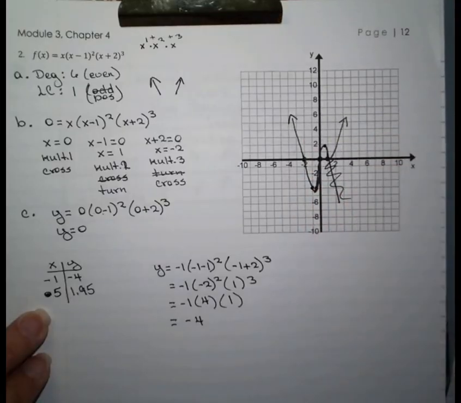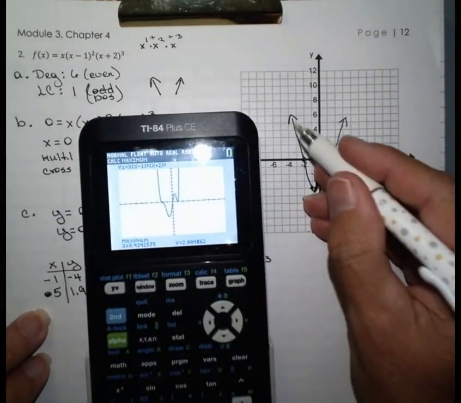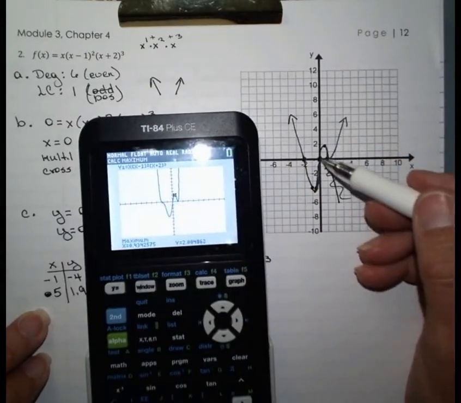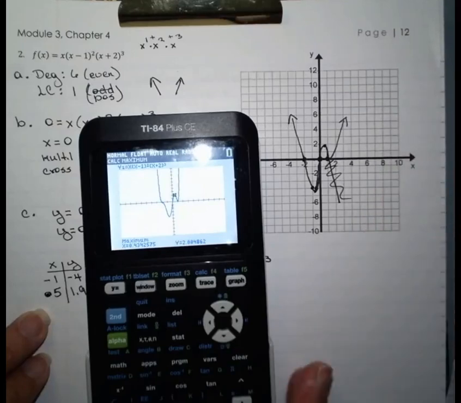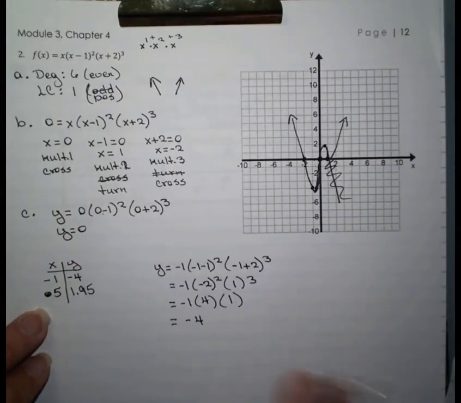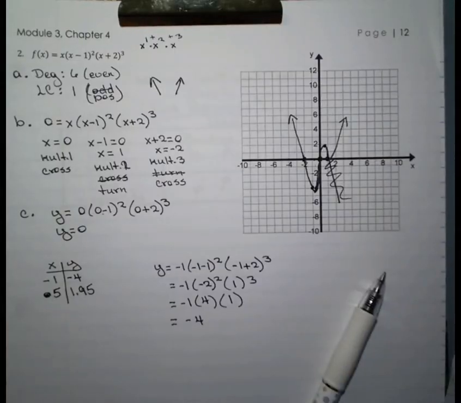So this is what my graph looked like in the graphing calculator. I don't have the little flattened part quite as well. But then it turns and goes back up, and I can graph it fairly accurately using my calculator and using what I know about the graph.